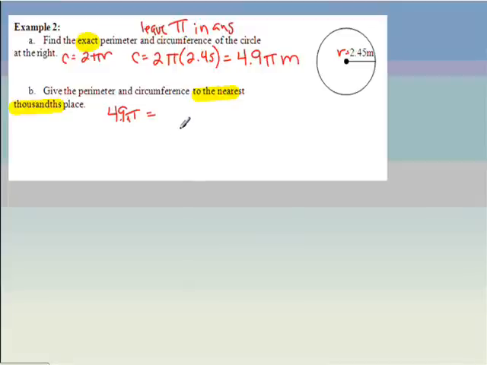You might have to push the second button to access it, on the right-hand side. But that's what we're going to use because it has more digits than 3.14, unless you're told to use 3.14 specifically. So when we multiply this times pi, we wind up with, this is our circumference, 15.393, right? Tens, hundreds, thousandths, still in meters. So exact, approximate, not rounded, rounded.